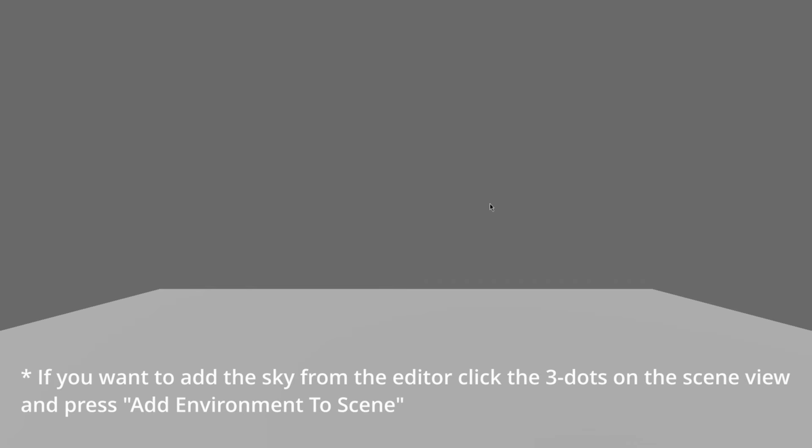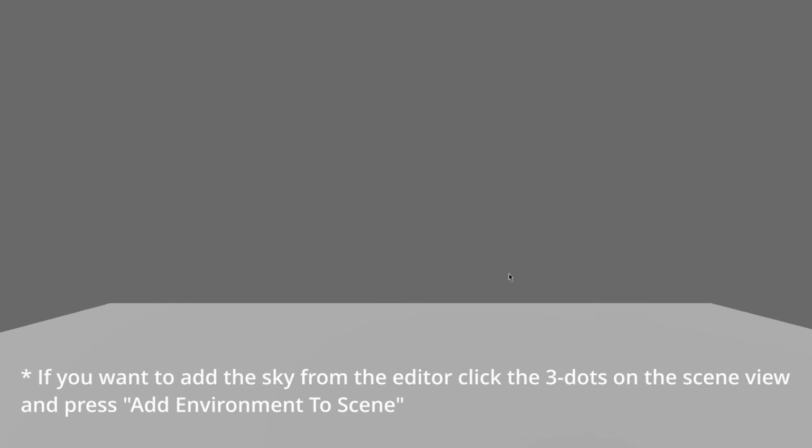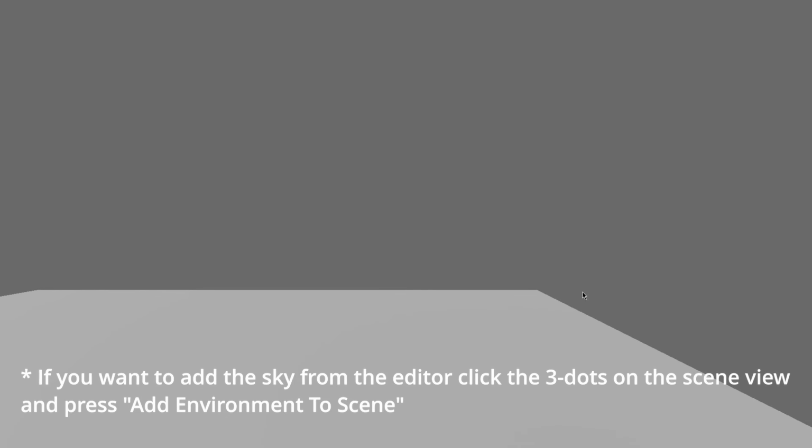So now if I press the WASD keys, you can see I can move around. And that's pretty much it for the movement controller. We can't jump, of course, and we can't look around. So let's figure out how to do that.